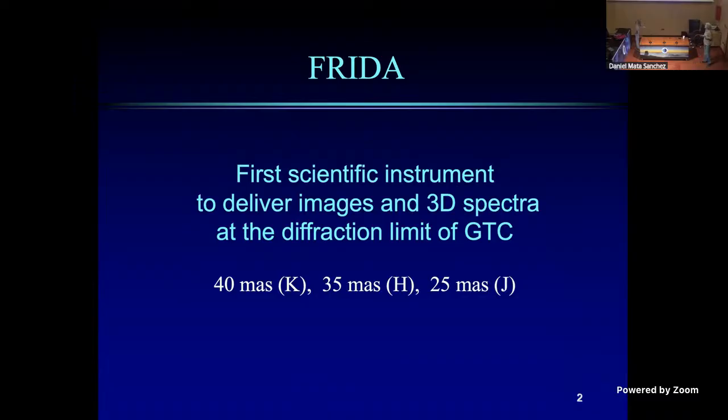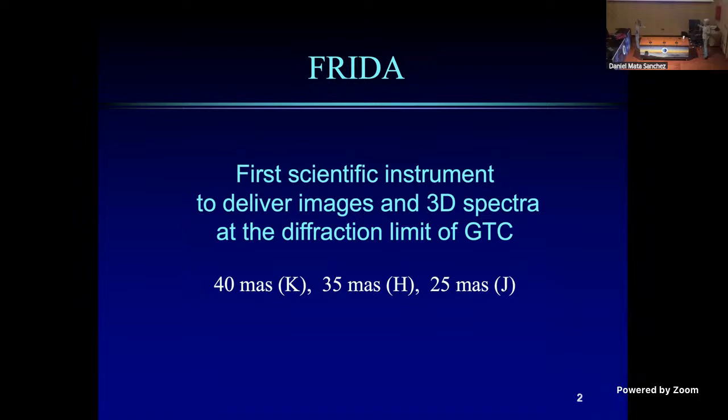integral field units at the diffraction limit of the GTC. And the diffraction limit of the GTC implies that we are going to get angular resolutions of a few tens of milliarcseconds, from 40 milliarcseconds in the K band to a factor of 2 less in the J band. To get this resolution, we have to correct the atmosphere; otherwise we cannot get it.